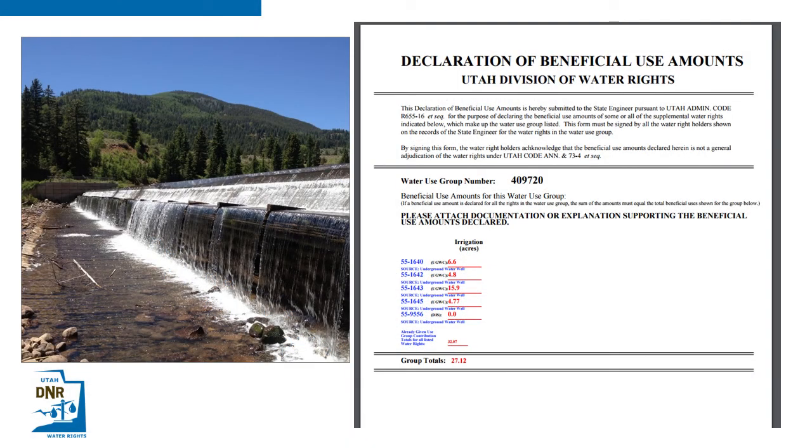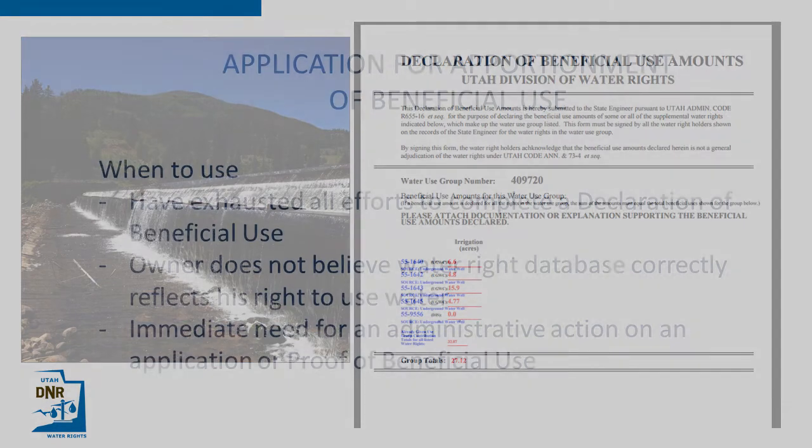This is what a declaration of beneficial use form looks like. Please note there is a place at the bottom of the front page for each owner to initial as well as signature lines on subsequent pages. We frequently see applications on which the applicants miss the initials on the front page, so please double check that to make sure the process goes as smoothly as possible.